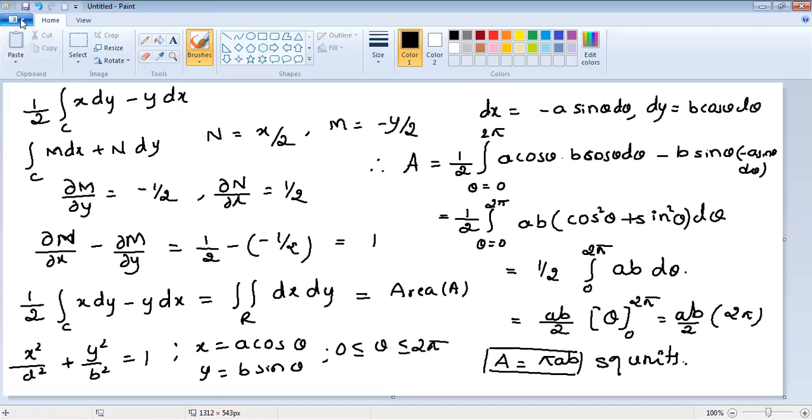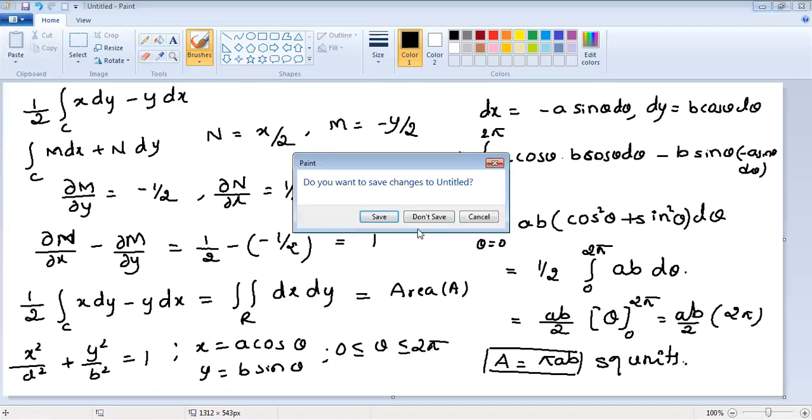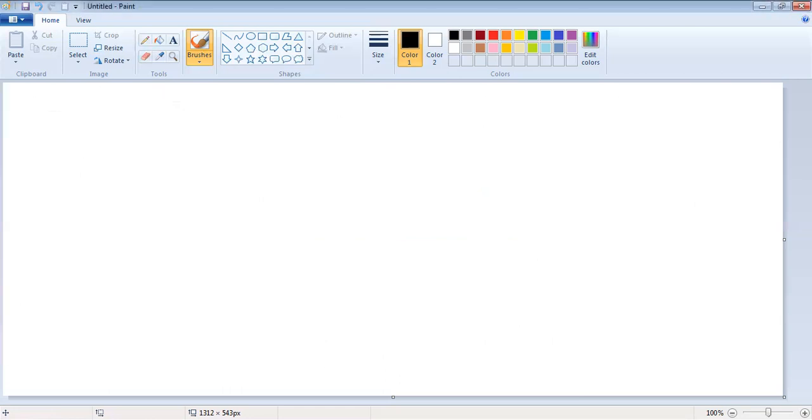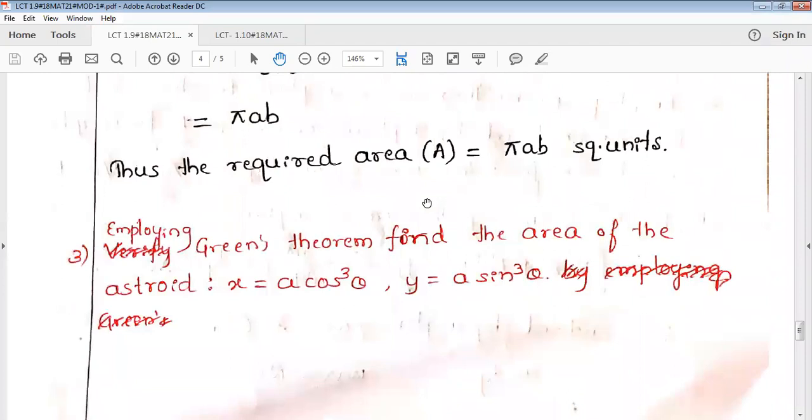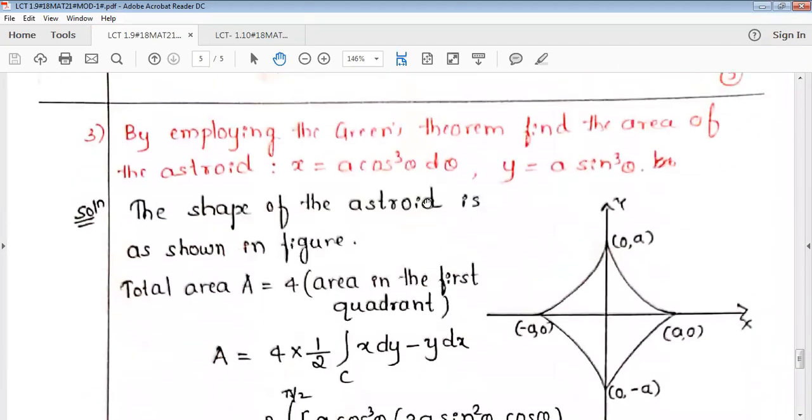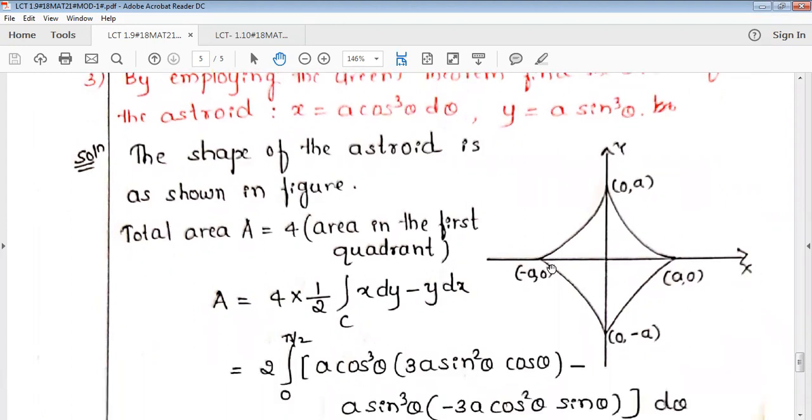Now we'll move on to the next example. By employing Green's theorem, find the area of the asteroid x equal to a cos cube theta and y is equal to a sin cube theta. So now the asteroid looks like this. So these are the points of the asteroid.